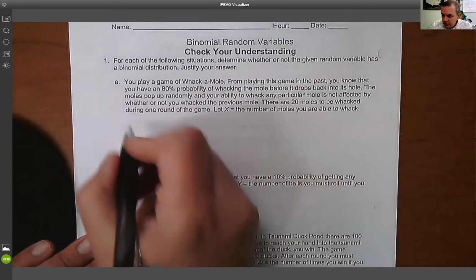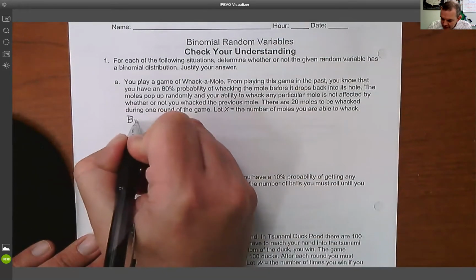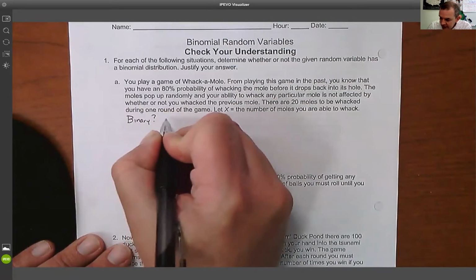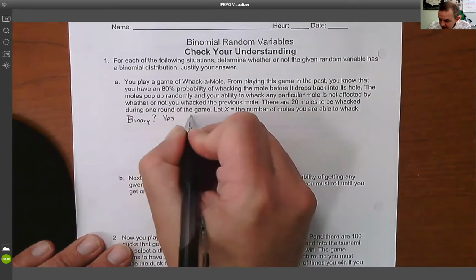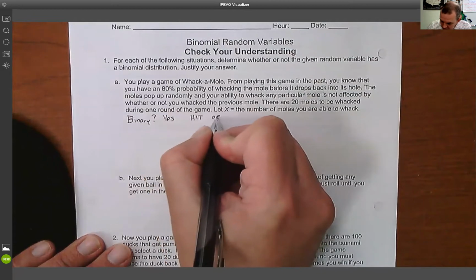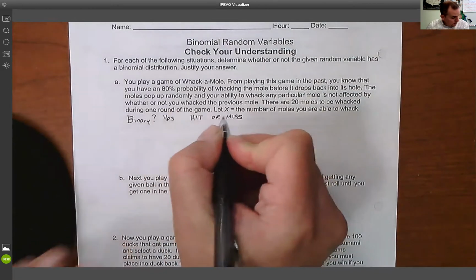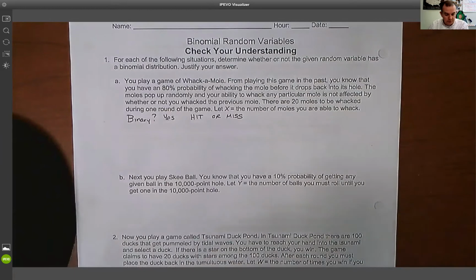So in this case, the question is, is it binary? And the answer is yes, it's binary, because you either hit or you miss. So there are two options here. You either hit or you miss. You whack it or you don't.